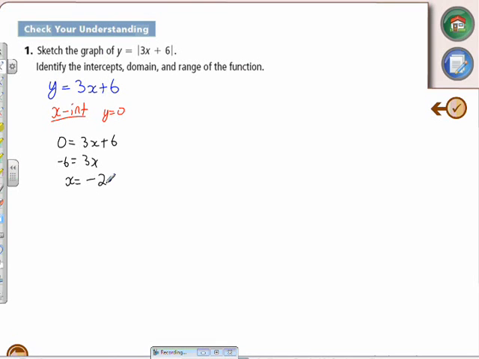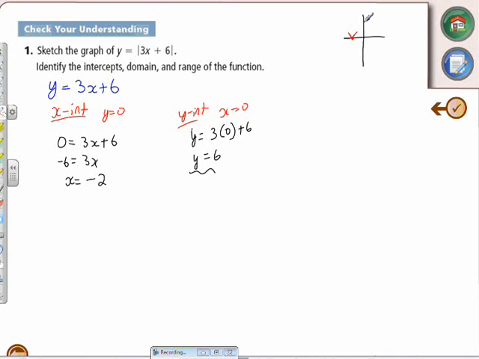Let's look at what the y-intercept of the original is. So just to have a quick little visual, we know that here is where it's going to be bouncing, creating the V. Let's look at the y-intercept of that graph. That's when x equals 0. So plug that in. y equals 3 times 0 plus 6. So y equals 6.